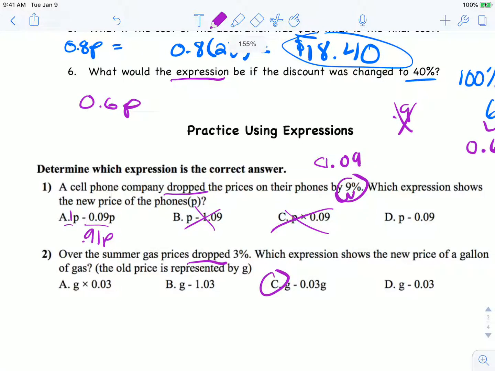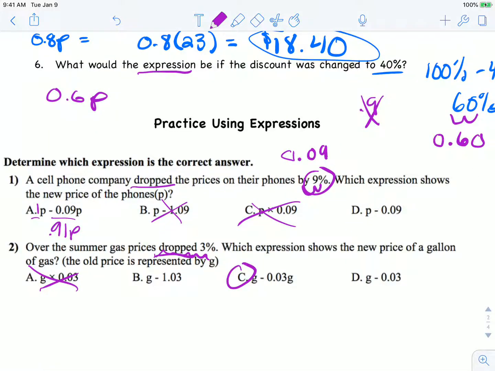Over the summer, the gas price dropped 3%. So I know it's subtraction, so you should have eliminated anything that wasn't subtraction. Okay. Which expression shows the new price of the gallon of gas? The old price is represented by G. So the reason it's this one, also, this would be 103%, which is not right. Okay, it's dropping 3%. 3% as a decimal would be 0.03. So it's definitely one of these two.